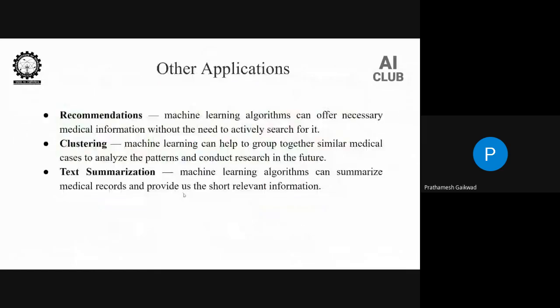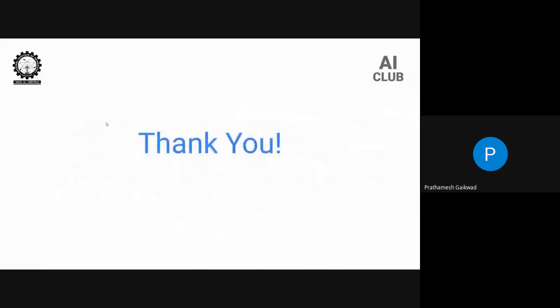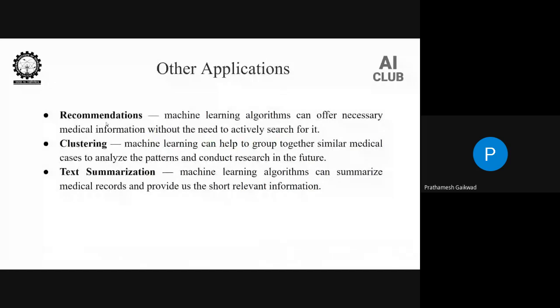There are other applications of deep learning or machine learning also. Recommendations: machine learning algorithms can offer necessary medical information without the need to actively search for it, so they can recommend medical information. Clustering: algorithms can group together similar medical cases to analyze patterns and conduct research in future. And text summarization: machine learning algorithms can summarize medical records and provide us short, relevant information. So these are other applications of deep learning or machine learning which we can use in the medical sector.